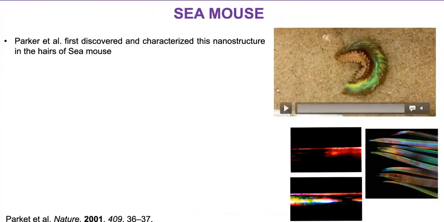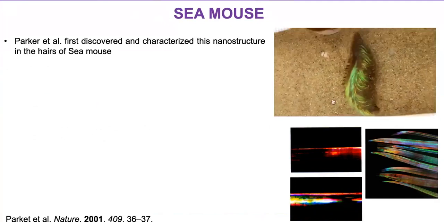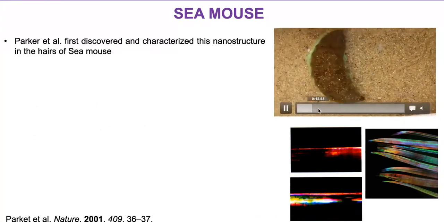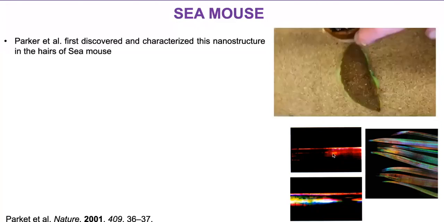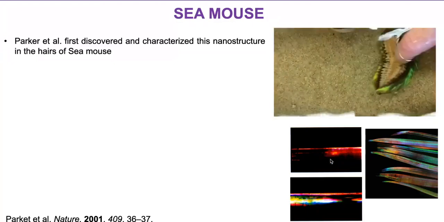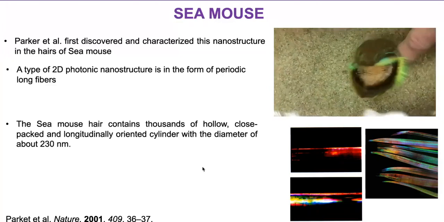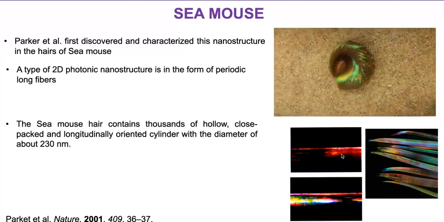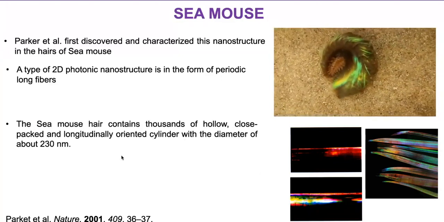One example is this sea mouse, which was identified in 2001. The sea mouse has a beautiful color pattern, and this color pattern is visible, and depending on the angle you can also see different colors. When you see it from one angle, it can be bright red or greenish. The reason for this is that it has two-dimensional photonic crystals, and if you take the cross section of these fibers, you can see very nice hollow cylindrical structures arranged in a two-dimensional pattern here.